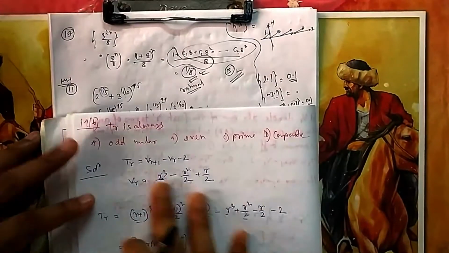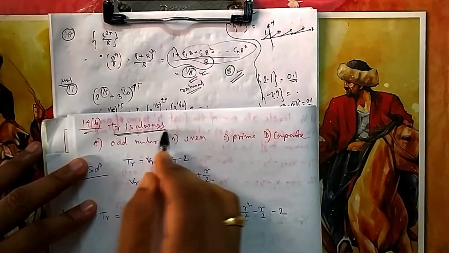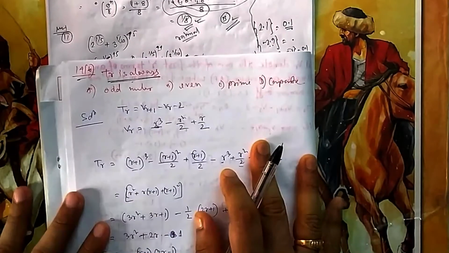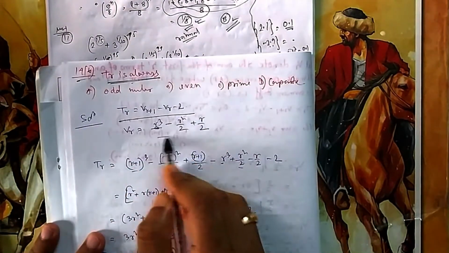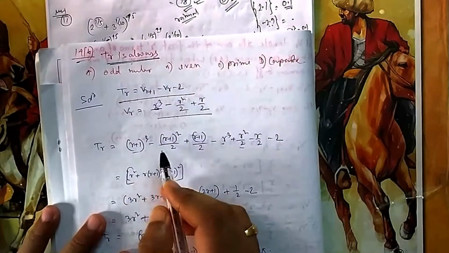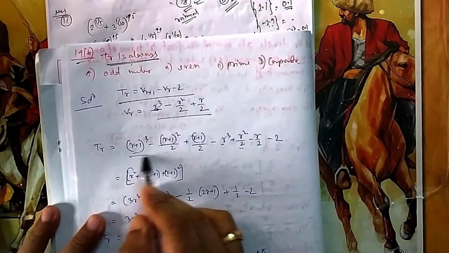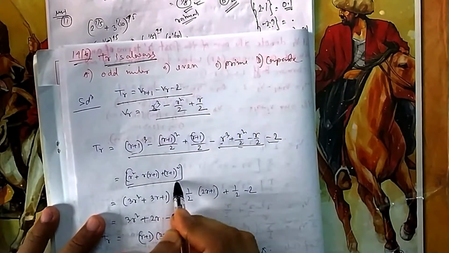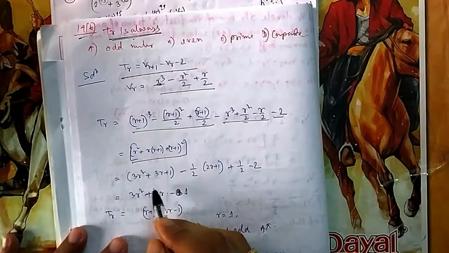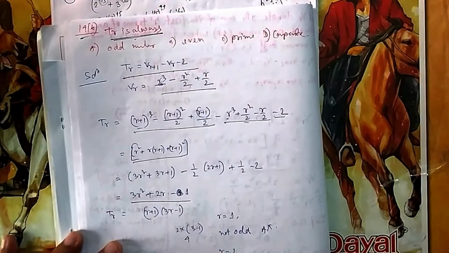Now what is asked in 14b? What T r is, whether it is always either even or odd. That's what they are asking. So this was the formula for T r they have given. Now V r you have already calculated. So what will be V r plus 1? In place of r you put r plus 1. V r is this one and then minus 2. So if you simplify this one, I think you can easily simplify it. You will get T r is this one.